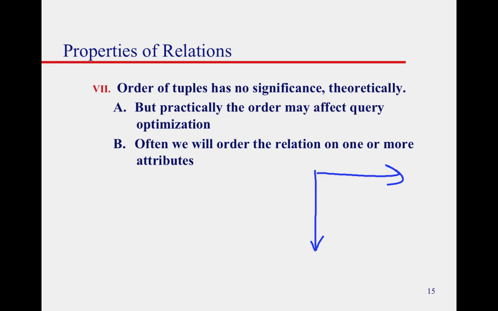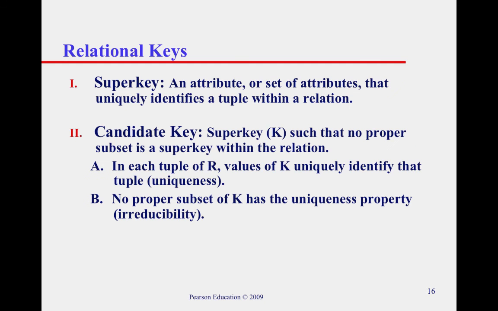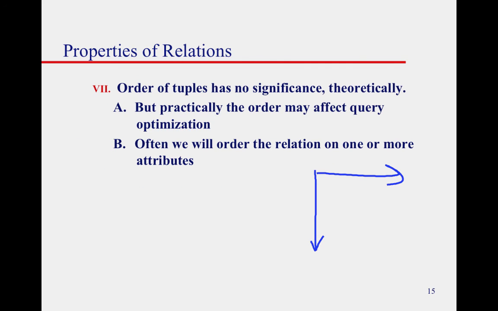Now, in practice, we do order the rows on some key because it makes satisfying the query more efficient if we enforce some ordering on the tuples. But that's an efficiency optimization. That's not a trait inherent to the relational model. So the relational model says that the order of tuples has no significance. Okay? So questions about that. Those are the properties of relations.